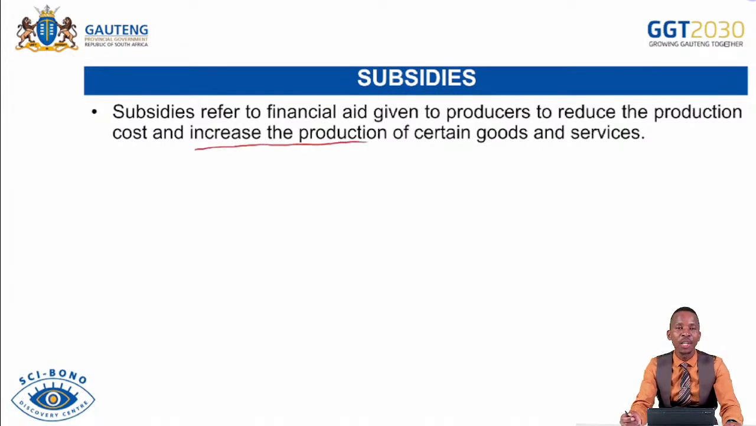So this can be a cash or grant given by the government to businesses in order to reduce their cost of production, and then they can produce more goods. So subsidies can be direct or indirect.